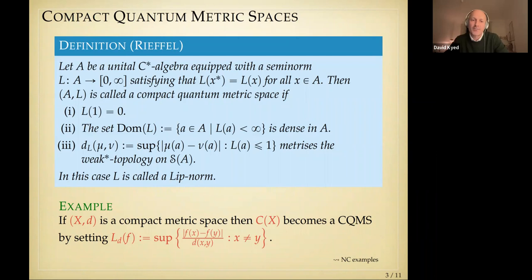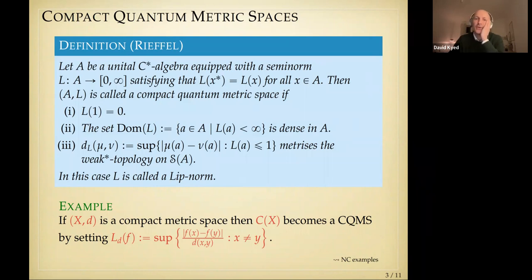But the last bit about metrizing the weak star topology is actually not completely trivial. But since this is very classical stuff, you can actually find it in some old papers from the 50s by Kantorovich and Rubinstein. So this is all very well known. But we are, of course, in our line of business, much more interested in non-commutative examples.